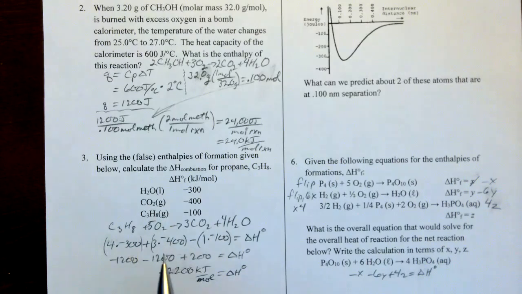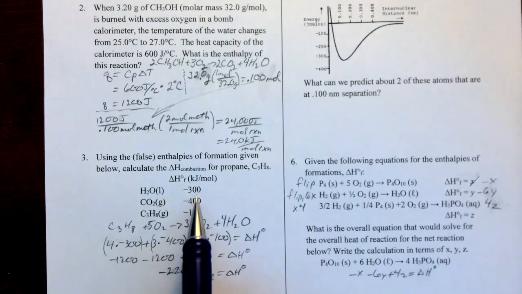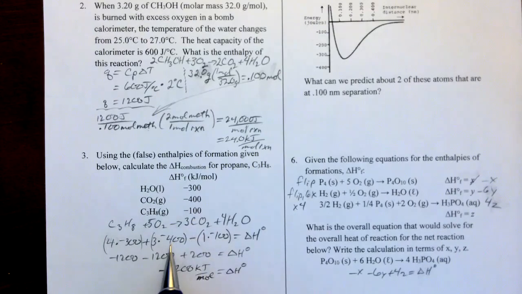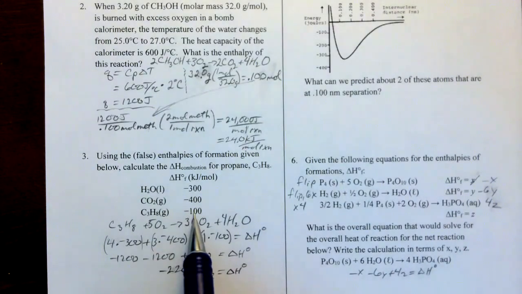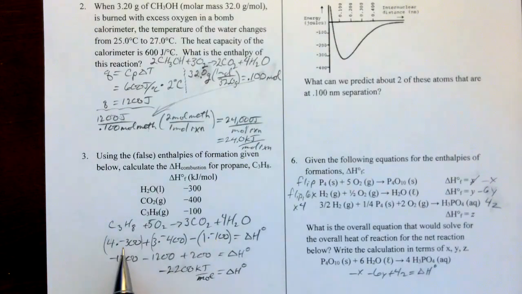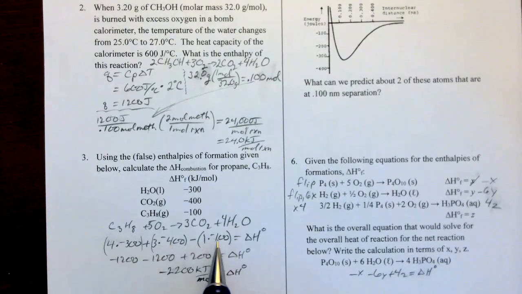So we're going to do products minus reactants, each multiplied by the coefficient. So I'm going to take the value of H2O multiplied by 4 plus the value of CO2 multiplied by 3 minus the value of the fuel multiplied by 1. So I get minus 1200 plus 200. So that's negative 2200 kilojoules per mole.